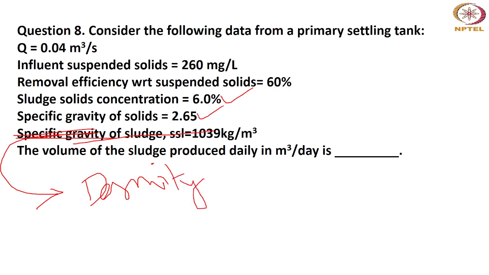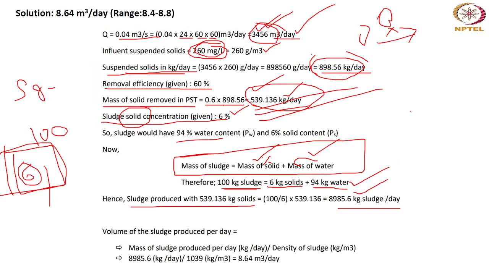Specific gravity of the solid was 2.56. So the density of the sludge we know. What is the density? Density is nothing but weight by volume. So we know the weight, that is 8,985 kg. So I can calculate the volume.